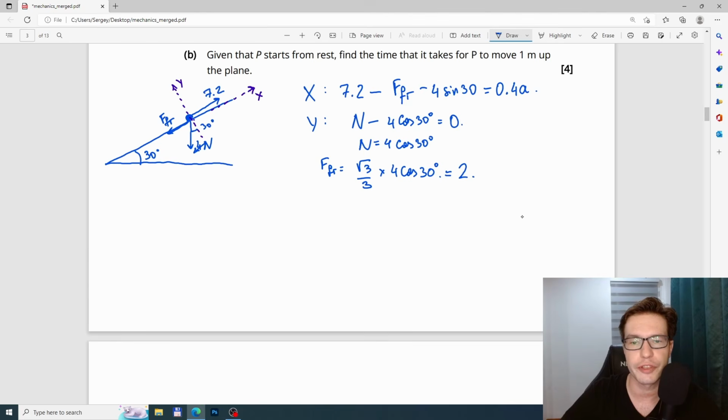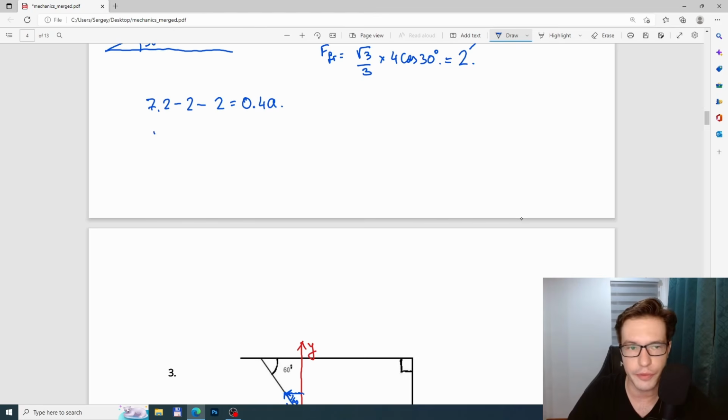So now let's substitute this back into the original equation. Then we'll get 7.2 minus 2 minus 4 times sine 30, which is 2. So we've got 0.4a. Now on the left side, we've got 3.2 equals 0.4a. So therefore a equals 8.